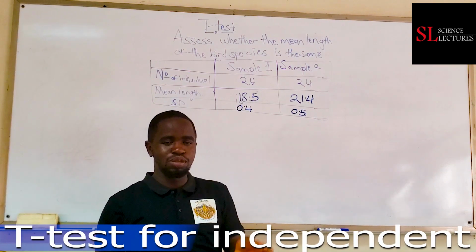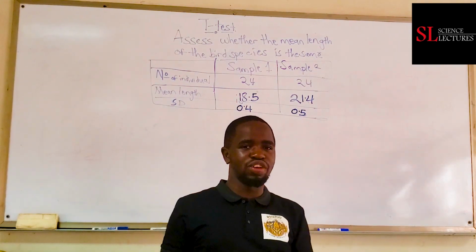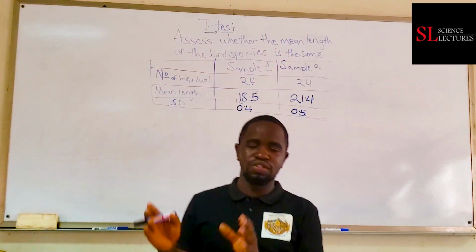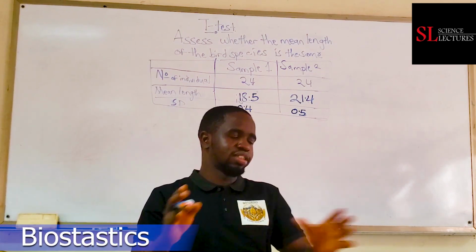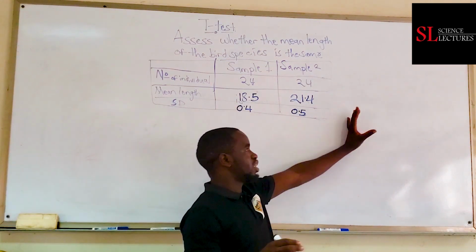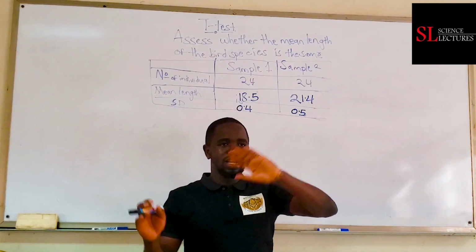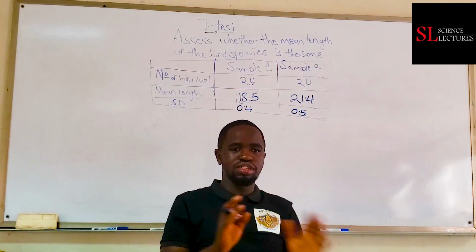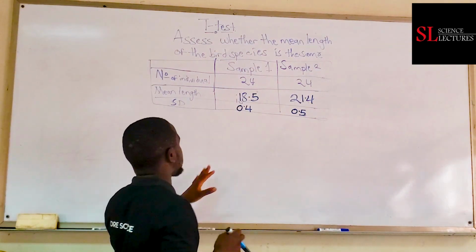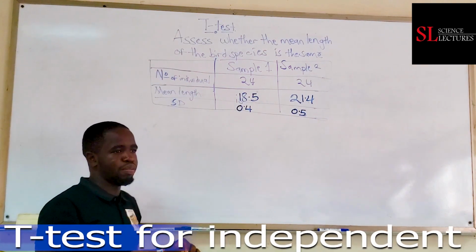The t-test for independent samples is used to compare two sample means where the value of n is less than 30. The t-test specifically compares two means, and the independence comes because one mean has no relationship with the other mean. The data is collected from different sources and there is no connection or linkage. So for our study today, we are going to use this example.